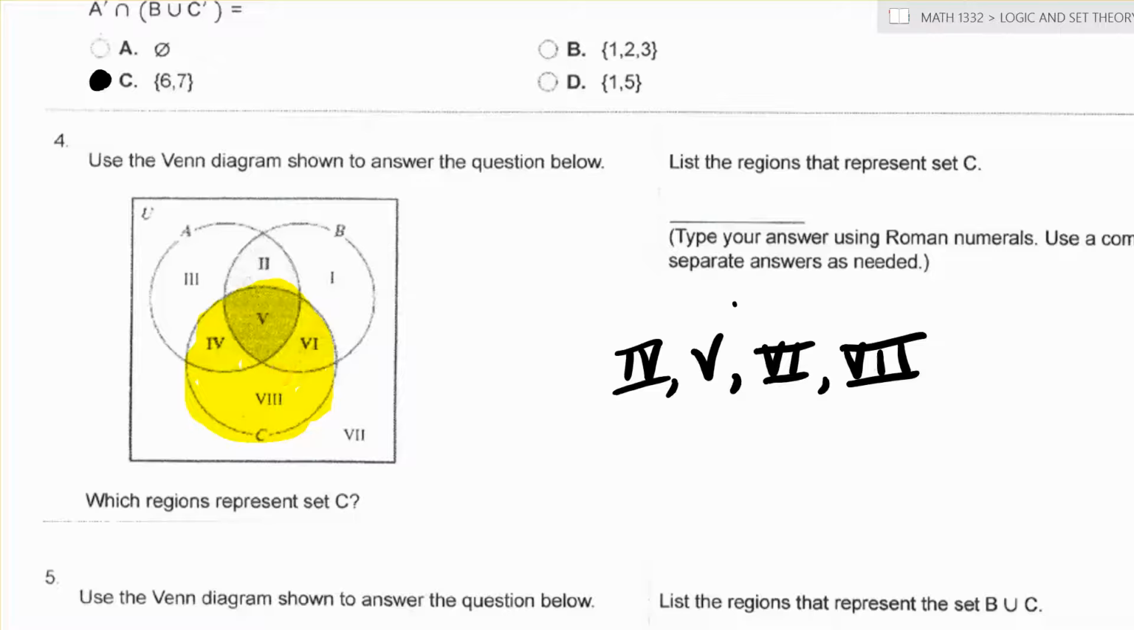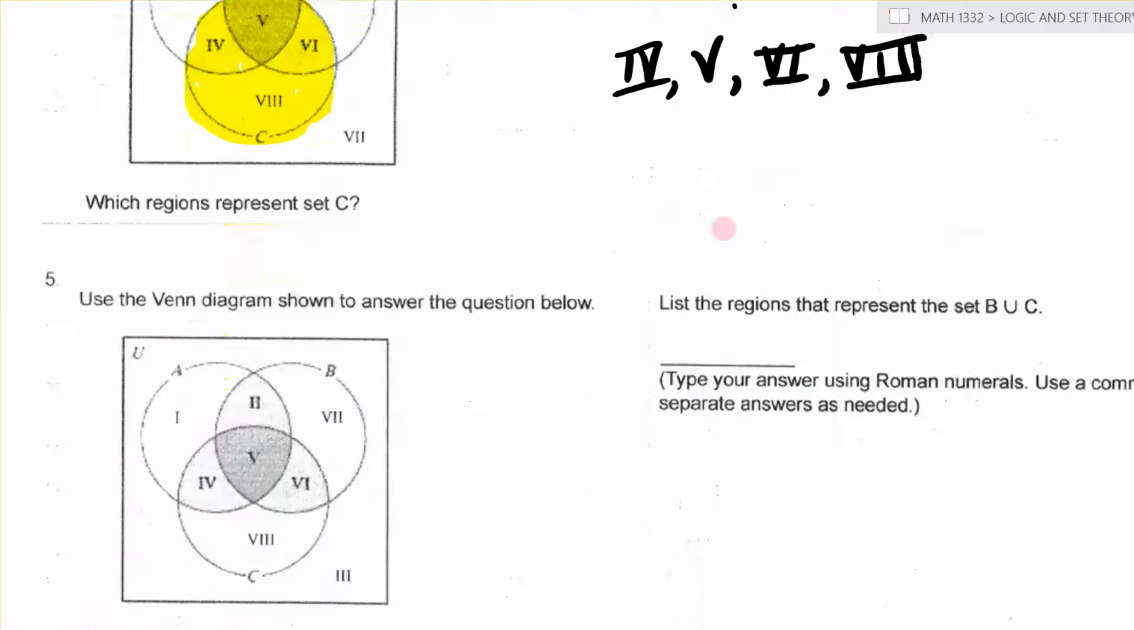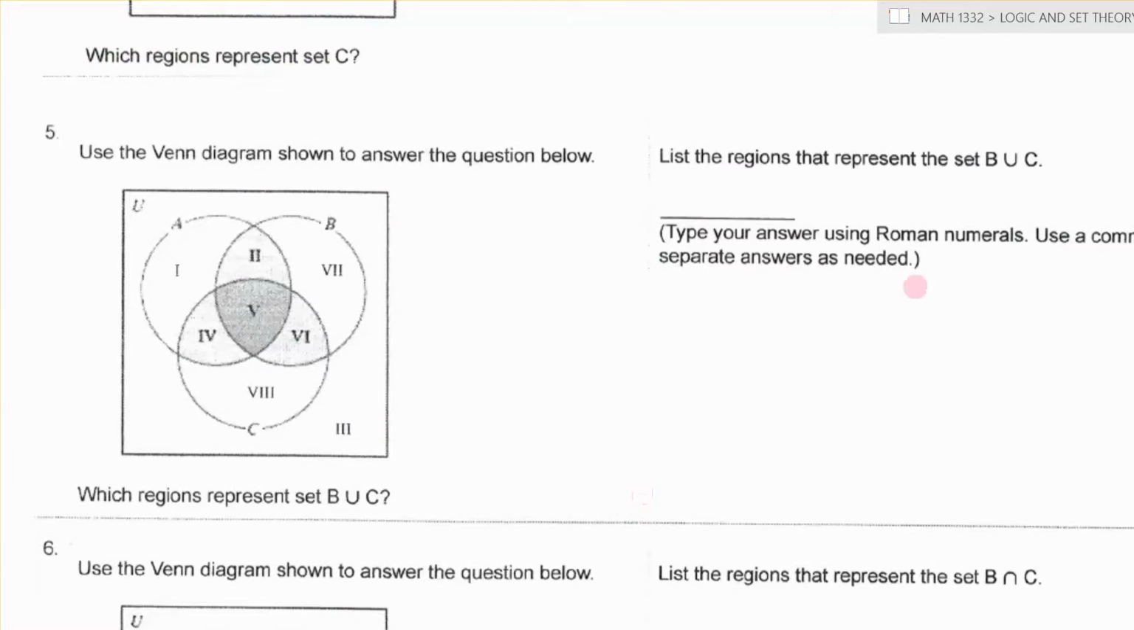Okay, I said 7, but it is this one right here, which is actually 8. So I hope that makes sense. It is not the 7. So it is this one, this one, this one, and this one, and it is 4, 5, 6, and 8. Okay, so sorry about that. So you will type those, and they will go in, it just said list the regions. You're not writing a set. Okay, number 5.